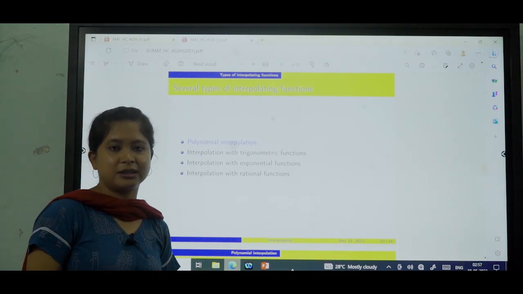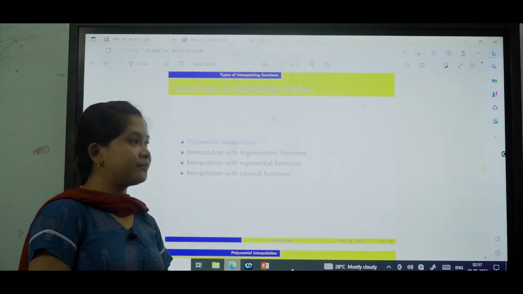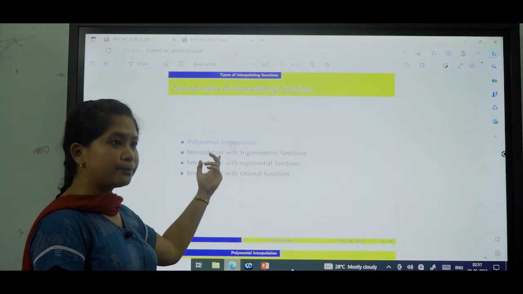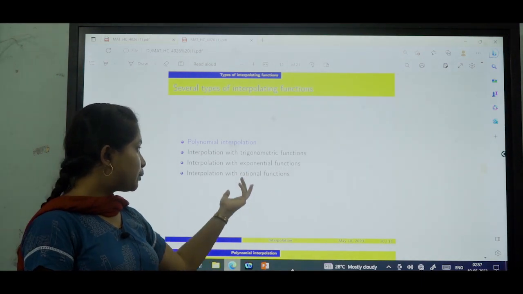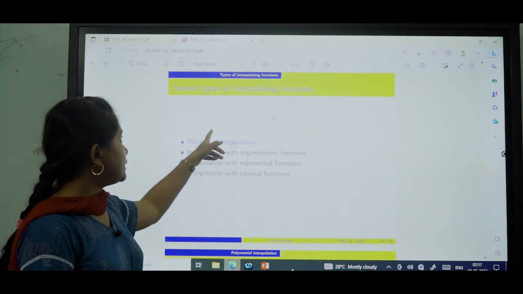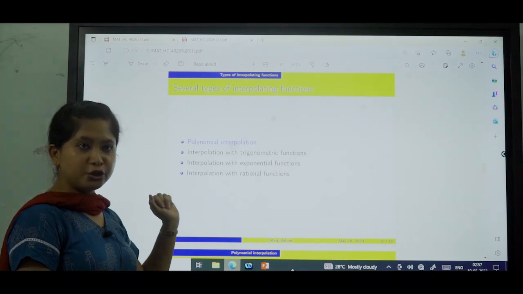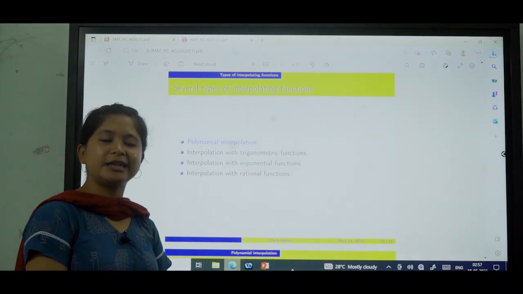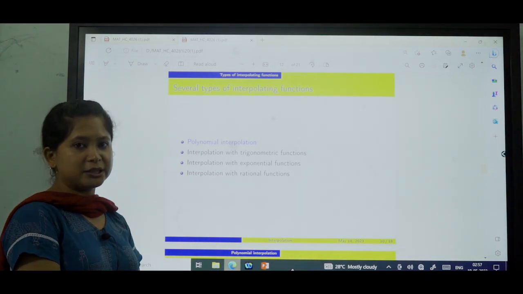Now, as I have told you, the difficult function can be replaced with an easy function. So what will be the form of that easy function? The form of the easy function can be a polynomial, a trigonometric function, an exponential function or a rational function, or any function. So there are many types of interpolation based on the easier function which you choose. First is polynomial interpolation, then interpolation with trigonometric functions, with exponential functions, and with rational functions. These are some among the many types of interpolating functions.